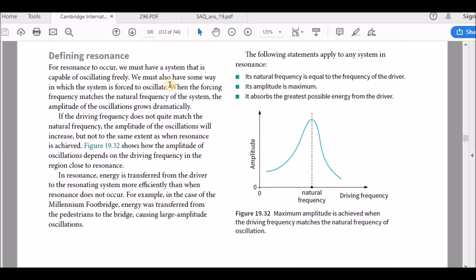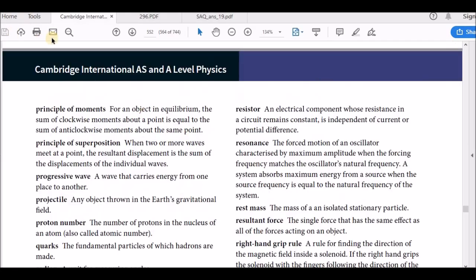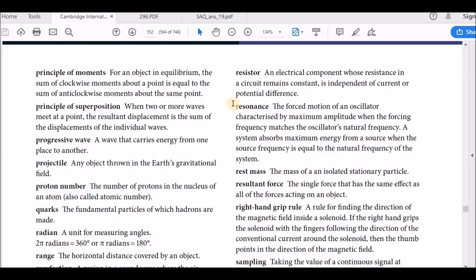Okay, so again, this word resonance is important. In the glossary, we have the meaning of the word resonance: the forced motion of an oscillator characterized by maximum amplitude when the forcing frequency matches the oscillator's natural frequency. So the forced frequency matches the oscillator's natural frequency.